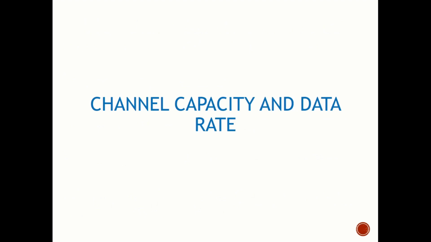Now, what is channel capacity and the data rate? Remember, channel capacity is related to the channel over which the signal is transmitted. For example, this could be a wireless channel, a fiber channel, or something like that. And the data rate is the number of bits per second of the signal that is to be transmitted over the channel. So the channel capacity must be larger than the data rate in order for the system to work properly.